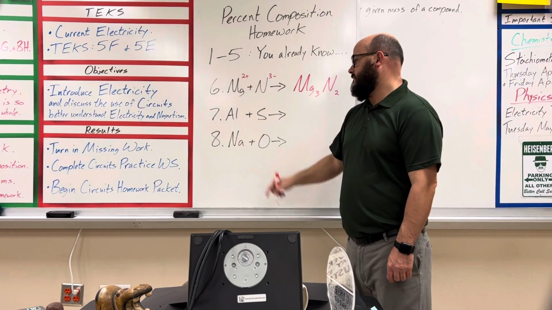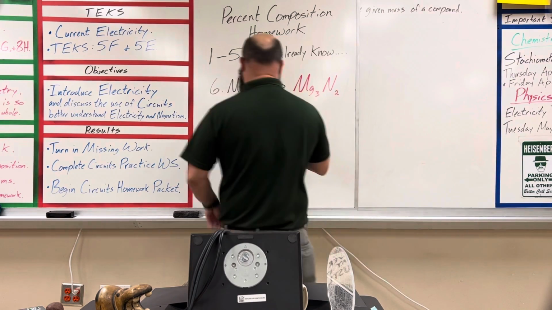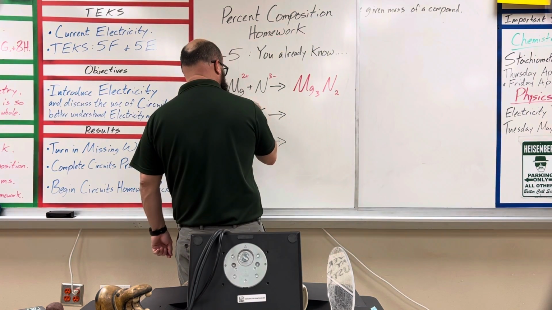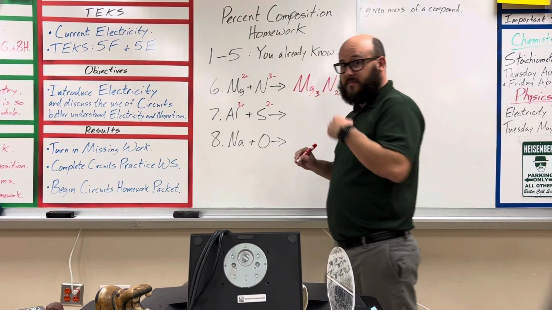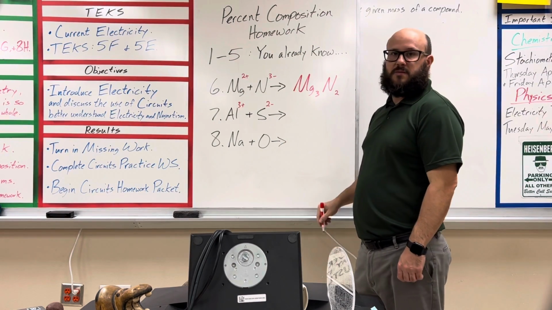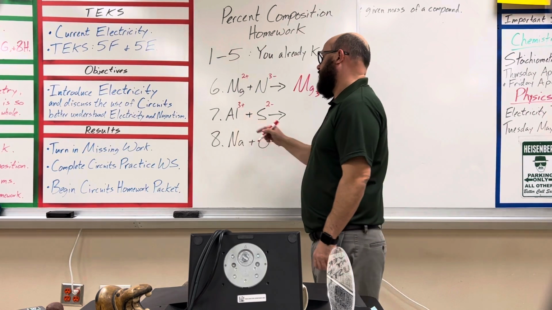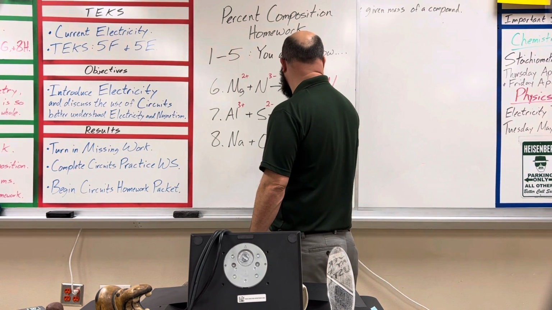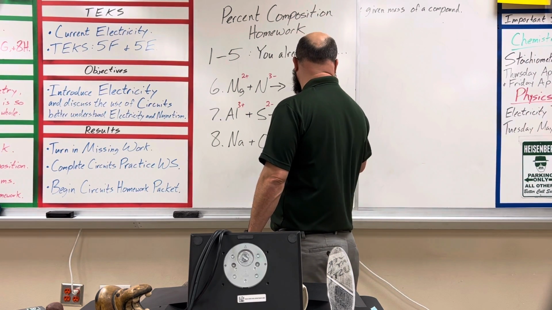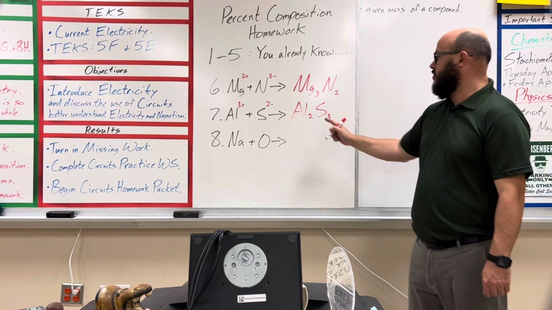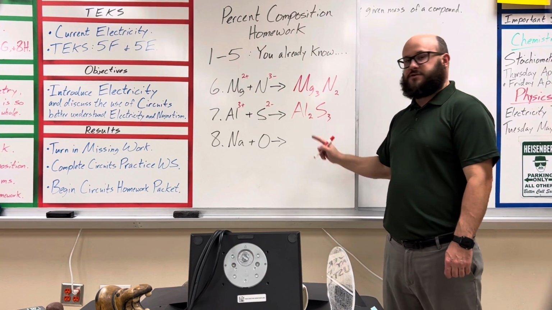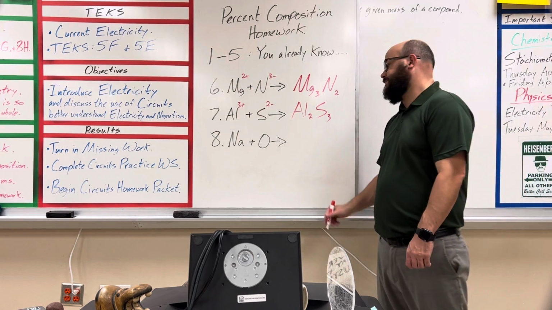For number 7, aluminum is a 3+, and sulfur is a 2-. So it's kind of flip-flop from the one above it. We're going to have Al2S3. So that's the correct formula for aluminum sulfide, and you'll just find the percent composition of it.